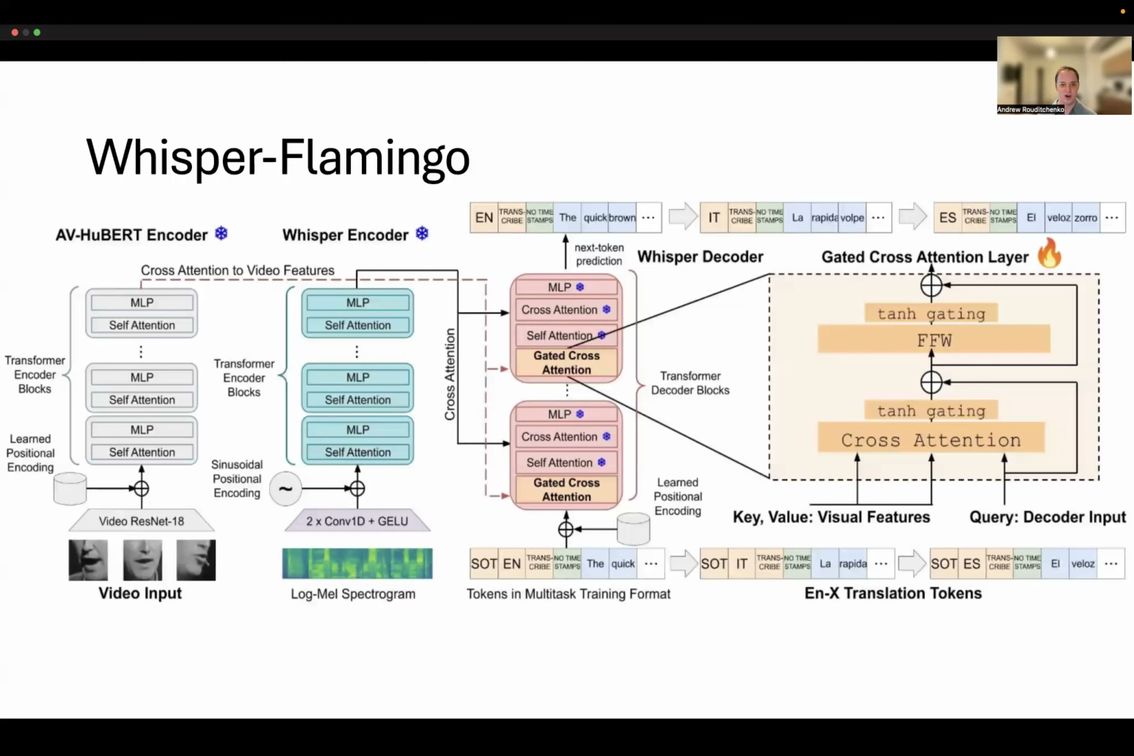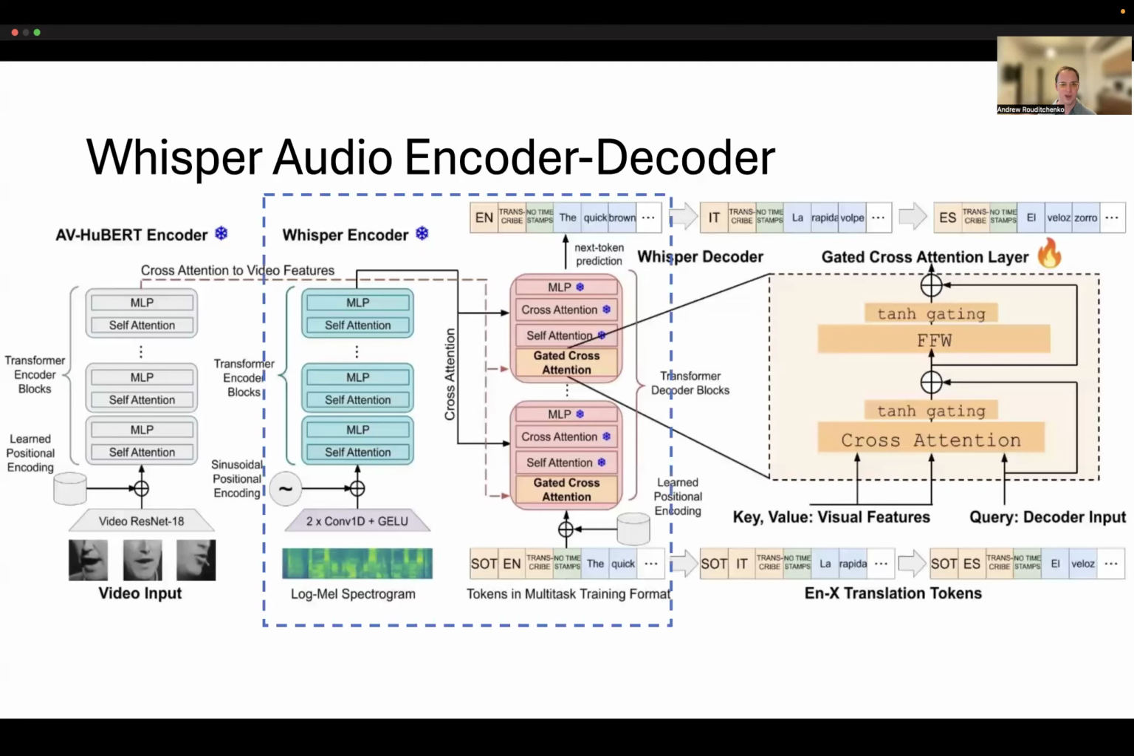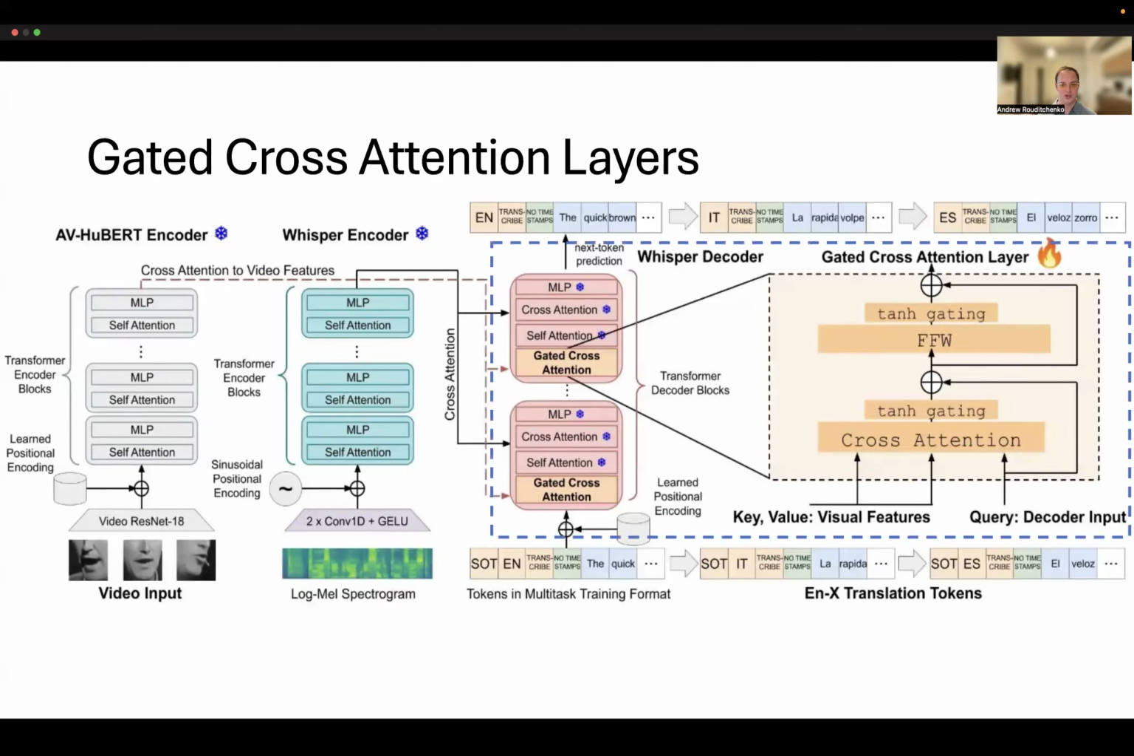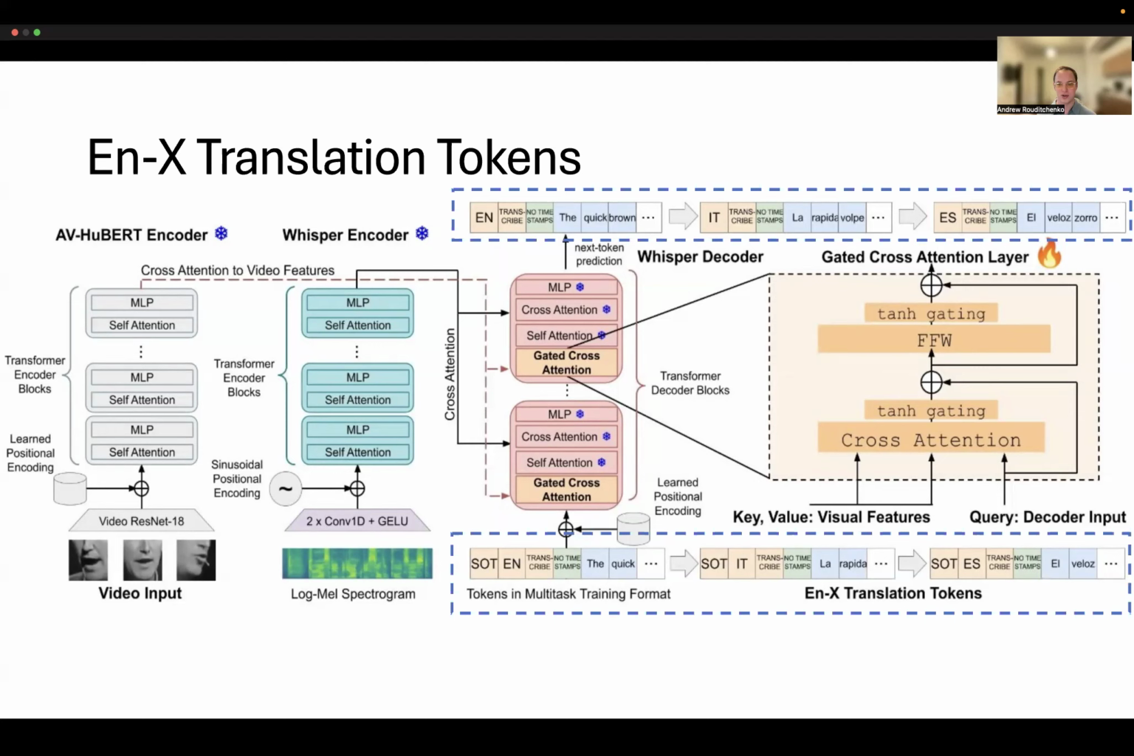This is the overall architecture for Whisper-Flamingo. First, we can notice that there's the Whisper audio encoder-decoder architecture, and the majority of the weights are frozen. Then there's the AV Hubert video encoder, which we also freeze. And we introduce the new gated cross-attention layers, and these are the trainable parameters that learn to attend to the visual features from AV Hubert. And we also have the English to X translation tokens. Here we show the input and output to represent the training.